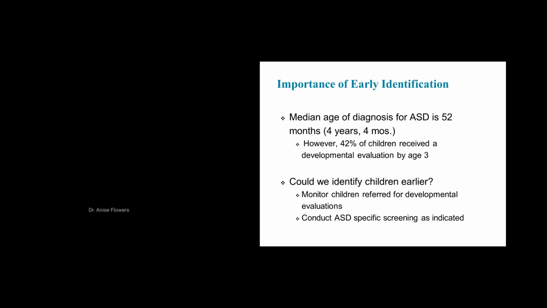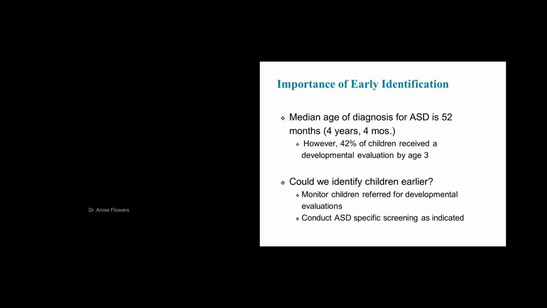However, research shows that 42% of children had received a developmental evaluation by the age of 3, but then were later identified with autism. So the question is, could we identify these children earlier? Perhaps monitor the children that are referred for those early developmental evaluations, or conduct some screening that is specific to autism spectrum disorder.